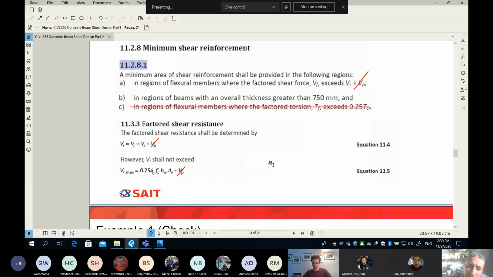Now let's move on to the last one, which I would say is the most difficult clause I can explain in the whole course. It says here, the factored shear resistance Vr is equal to Vc plus Vs. There is nothing super about it. This one is easy: my Vr is equal to a concrete portion and then a steel portion. No magic, no super science. And we already crossed out the Vp, for prestressing. However, this Vr shall not exceed this number.